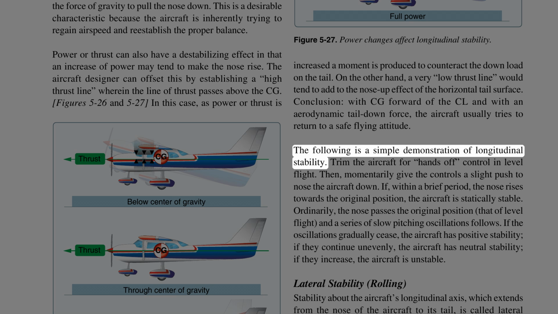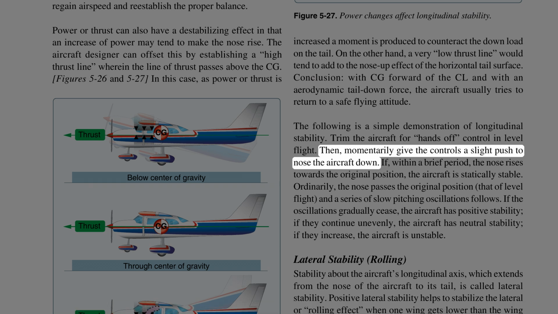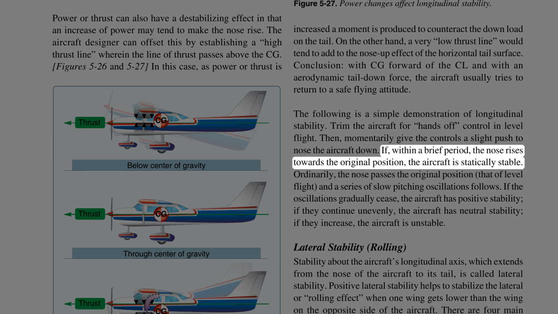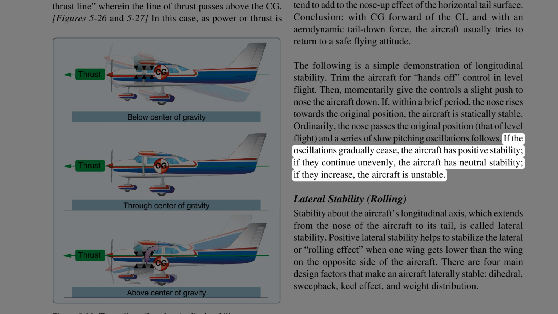The following is a simple demonstration of longitudinal stability. Trim the aircraft for hands-off control in level flight. Then, momentarily give the controls a slight push to nose the aircraft down. If, within a brief period, the nose rises towards the original position, the aircraft is statically stable. Ordinarily, the nose passes the original position, that of level flight, and a series of slow pitching oscillations follows. If the oscillations gradually cease, the aircraft has positive stability. If they continue unevenly, the aircraft has neutral stability. If they increase, the aircraft is unstable.